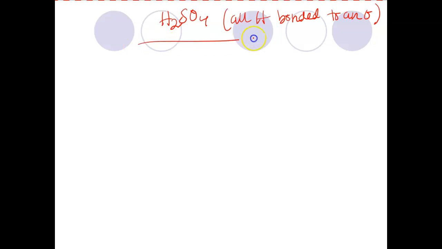Okay, so I want to go back to H2SO4, which was actually the first one that was mentioned. It said H2SO4, and then next to it, it said all H's bonded to an O. This is the only situation that you're going to run into when it's not just one central atom and everything branching off of that. So we're going to explain that here in a second.